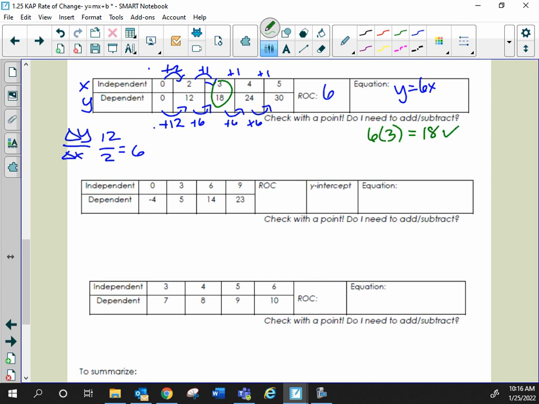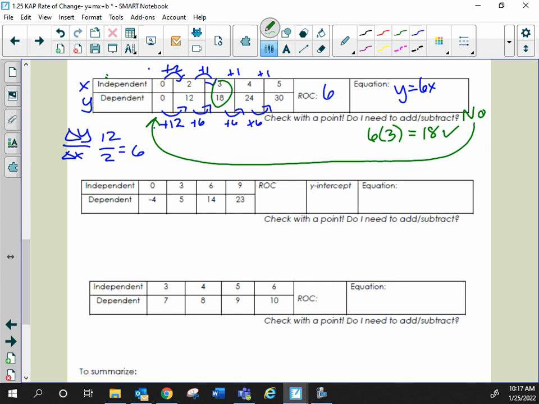So do I need to add or subtract anything? No. What about my table tells me also that I don't need to add or subtract anything? There's something in my table that says I also don't need to add or subtract. Do you see it? 0, 0, 0. Very good. So the answer was no, and the reason is because it goes through the origin, so I don't need to add or subtract anything. It all sort of ties together.